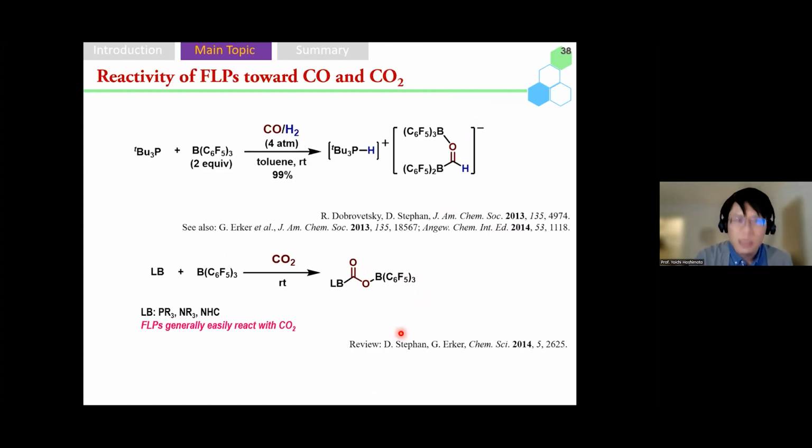This can be expected because FLPs have been reported to react with syngas, CO and H2, and almost all reported FLPs can react with CO2. So to achieve hydrogenation under the crude hydrogen conditions, we must optimize the boron catalyst to prevent an irreversible quenching of FLP species by CO and CO2.